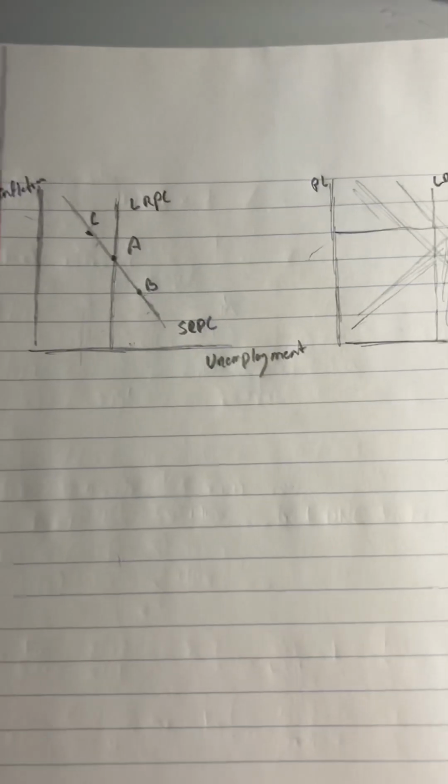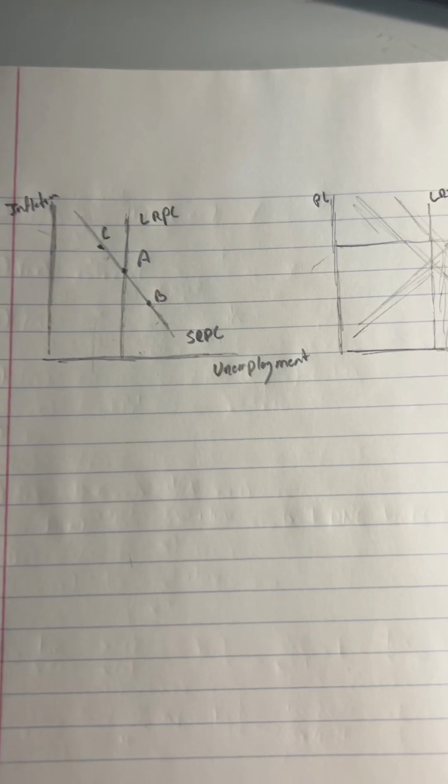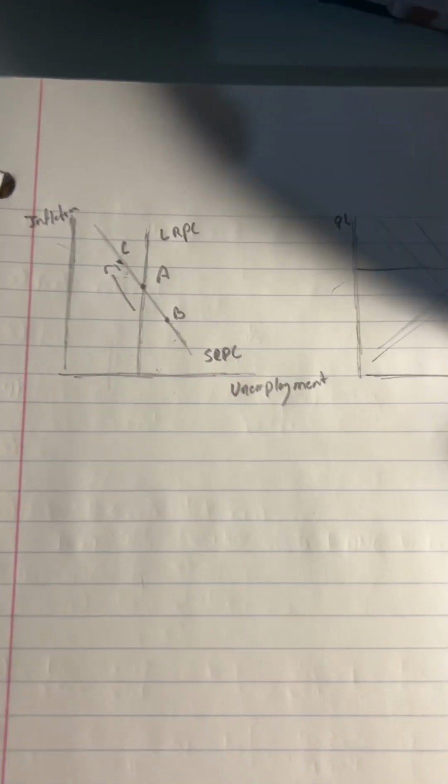On the Phillips curve, we move up the short run Phillips curve. So you would move from point A to point C. Inflation rises and unemployment falls.